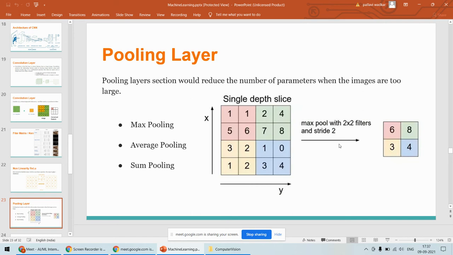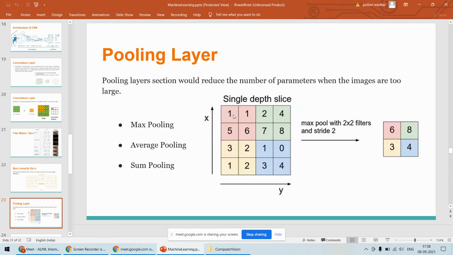Now this is a very important layer that is used to compress the feature, to reduce the feature. Now consider, after having convolution plus ReLU, we are getting this matrix, the larger 4 by 4 matrix. So the pooling layer will reduce its dimensions. Now this is the pink color area. There are three types of pooling: max pooling, average pooling, and sum pooling. Let's understand max pooling first.